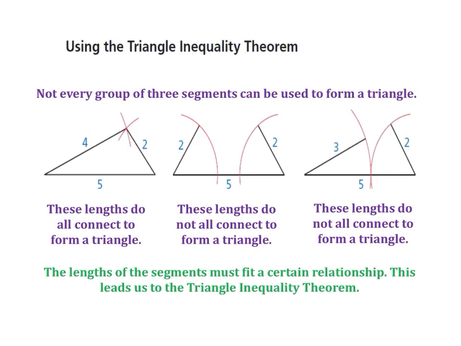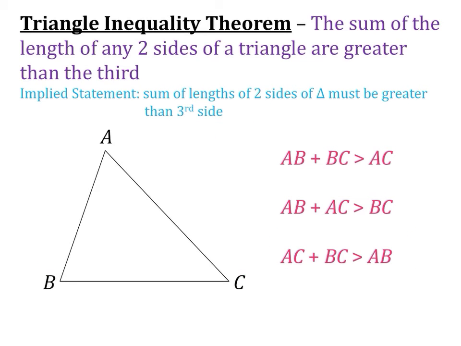So this means that lengths of segments must fit a certain relationship. So this does lead us to the triangle inequality theorem. The triangle inequality theorem states that the sum of the length of any 2 sides of a triangle are greater than the third. This shortens down to: the sum of lengths of 2 sides of a triangle must be greater than the third side. So in other words, we would create 3 separate statements. We can say that any combination of 2 sides is greater than the third side. So here's all of our possible combinations.